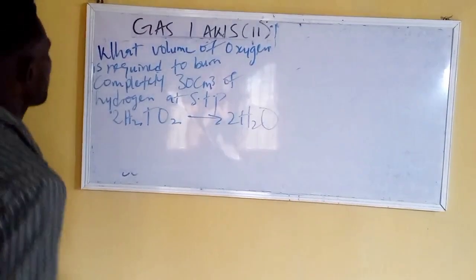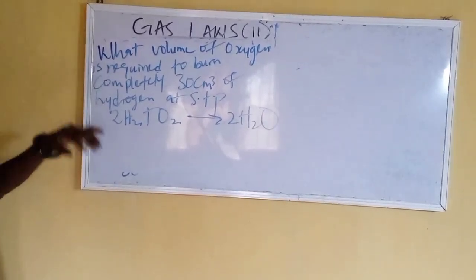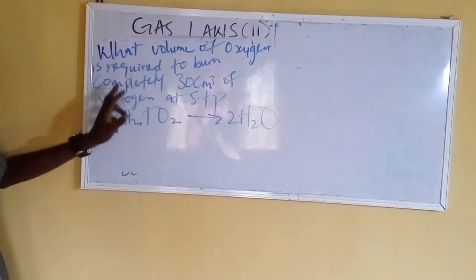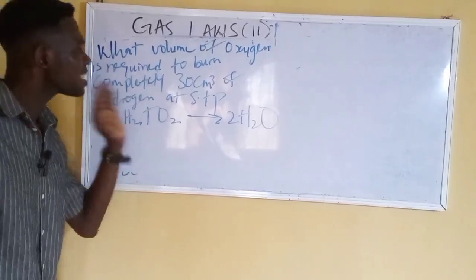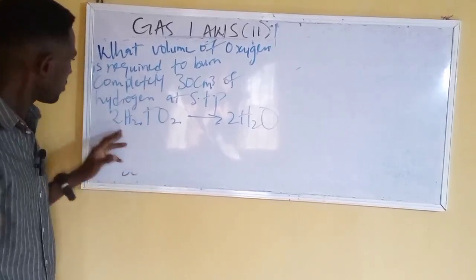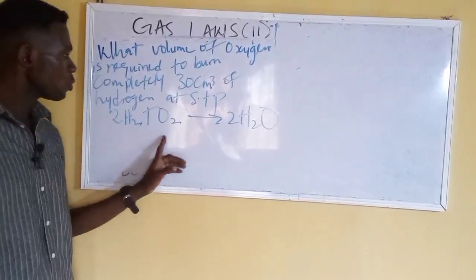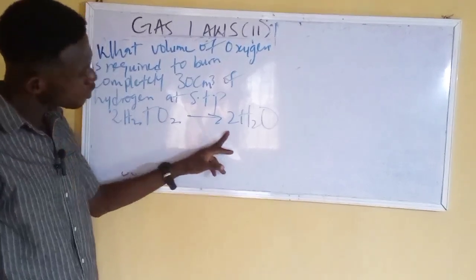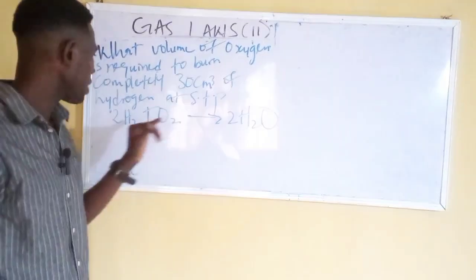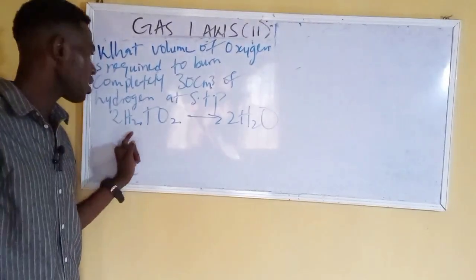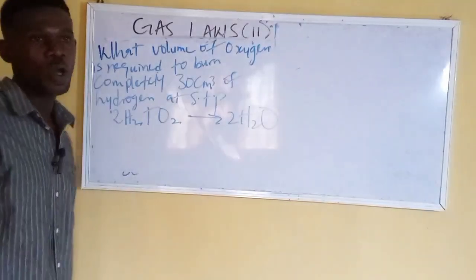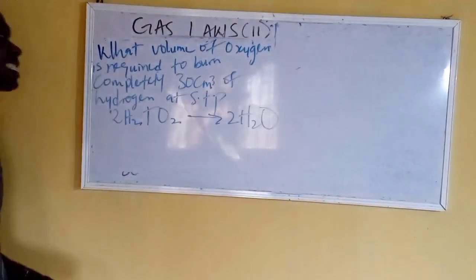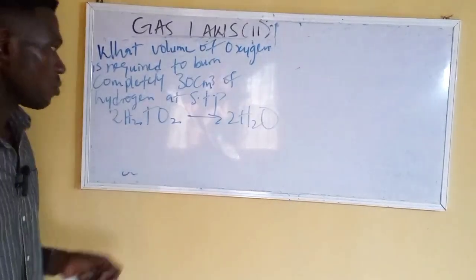Now let's have a look at this question. What volume of oxygen is required to burn completely 30 centimeter cube of hydrogen at STP? Now, given the equation 2H2 plus O2 giving rise to 2H2O. Now this is 2 moles of hydrogen gas reacting with 1 mole of oxygen gas, giving rise to 2 moles of steam, which is water, but steam.